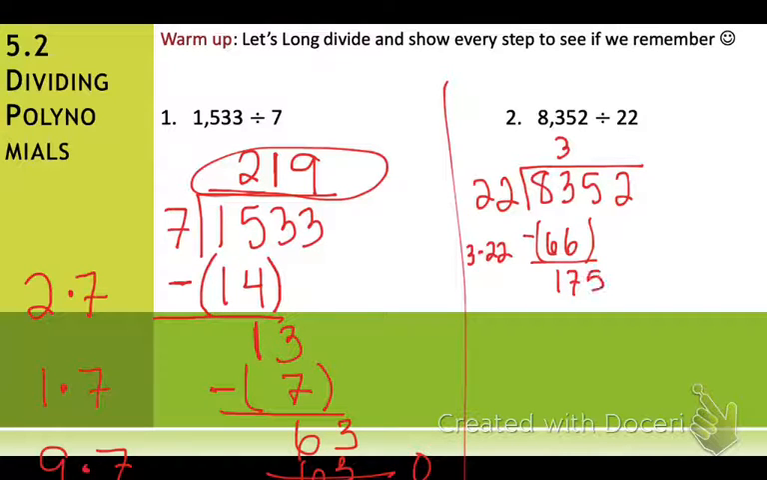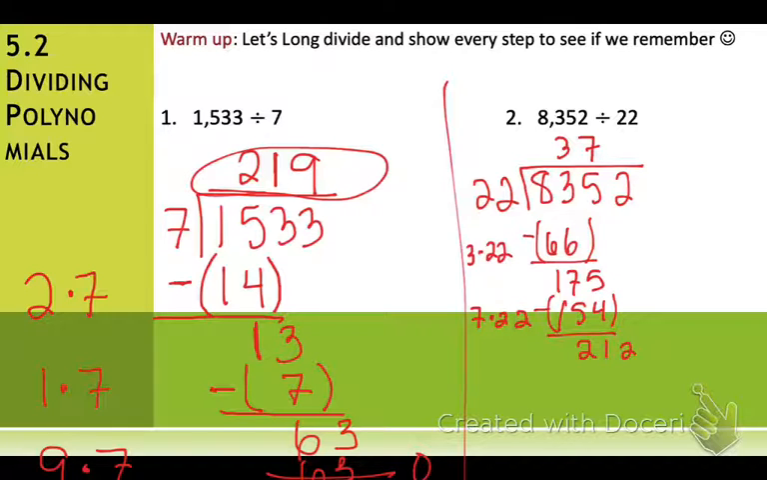Bring down the 5 and start over. How many times does 22 go into 175? Well, it goes in 7 whole times. Then scratch work, I'm going to do the 7 times the 22 to see how many that gives me. And 7 times 22 is 154. Okay, I'm going to subtract that again. And I get 21. And drop down this 2.